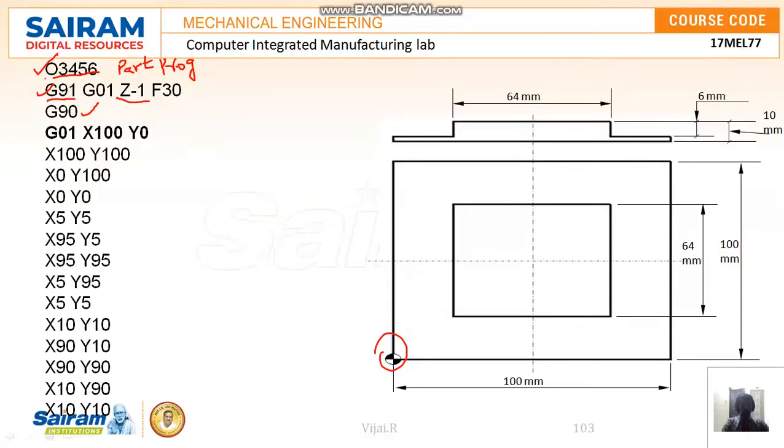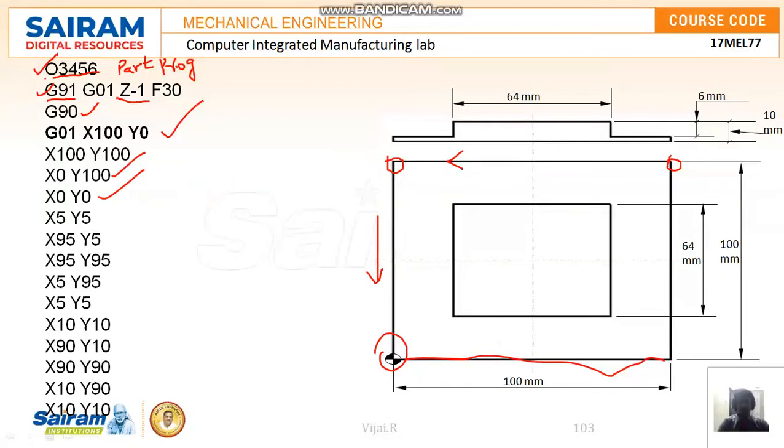In the part program, after this it goes to the end of this slab, that is x100 y0. So the y axis is 0 and x is on the 100 line. Then the tool will come to this point, where it comes to 100 comma 100. Then it moves here and reaches x0 y100. Then x0 y0. So the tool will come to this side.